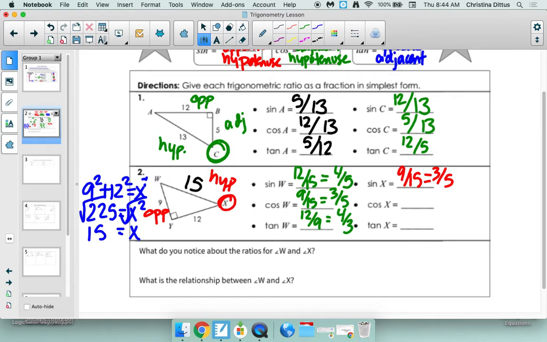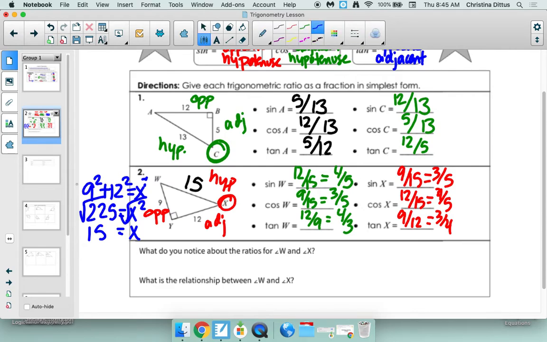Cosine is adjacent over hypotenuse. What's adjacent? 12. So I get what over what? 12 over 15. So 4 over 5. Sorry. TOA, last one, tangent, is opposite over adjacent. So what over what? 9 over 12. Simplify. 3 over 4.